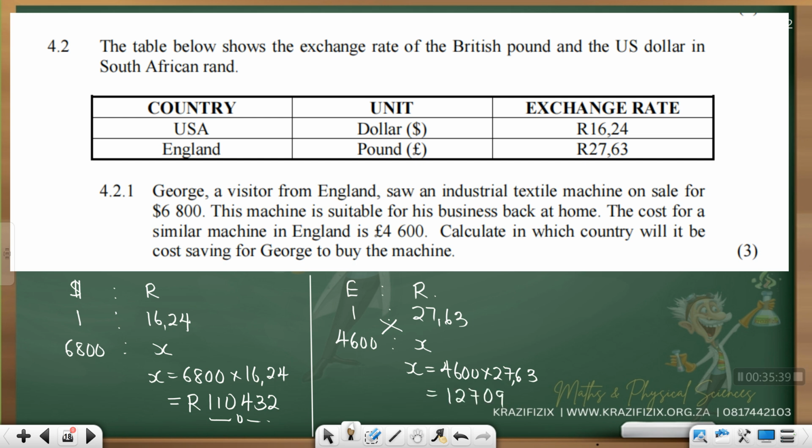127,098. And 98, like that. Yes, sir. Okay, so where is it cheaper? They said calculate in which country it will be cost saving. Cost saving means cheaper. Where?